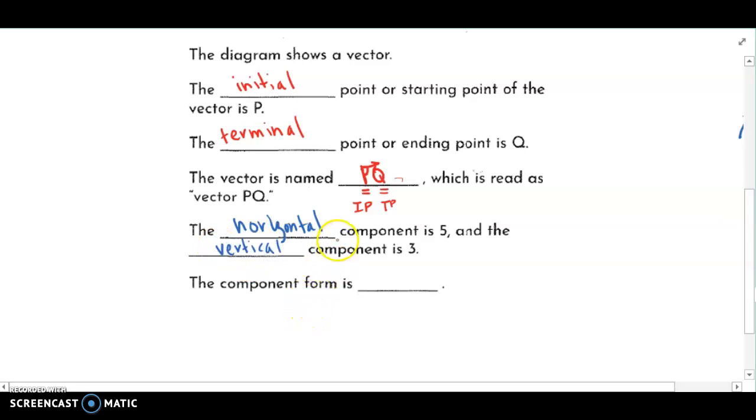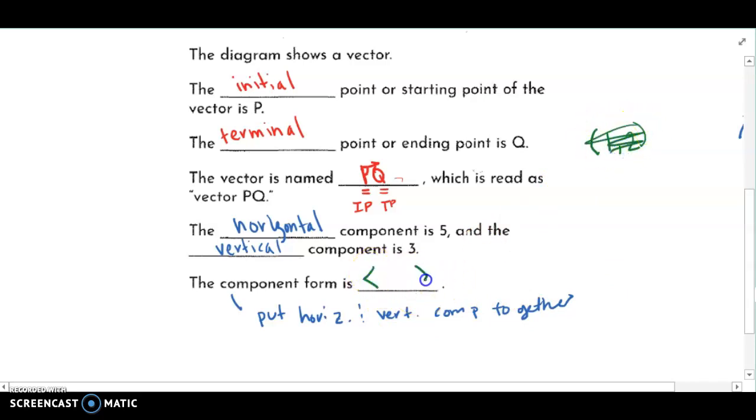So for the component form, we put the horizontal and vertical components together. Okay, and we would write this in this notation. Points would be like (1, 2) or whatever with these parentheses. These vectors are in pointed parentheses. I don't know what the name of them is. I'm going to say pointed parentheses. And the horizontal component is always first, and the vertical component is always second. So 5 is the horizontal component, 3 is the vertical component. So the component form of this vector is <5, 3>.